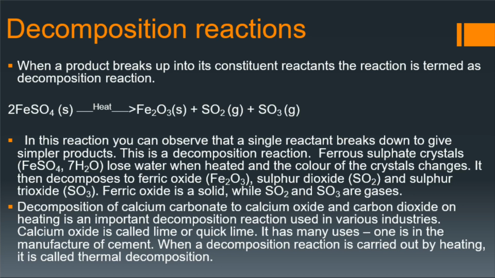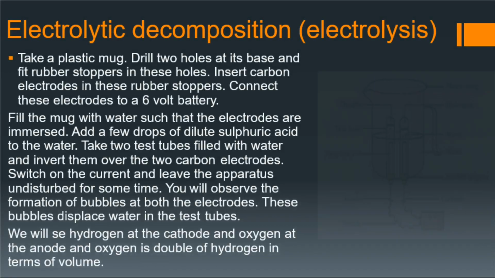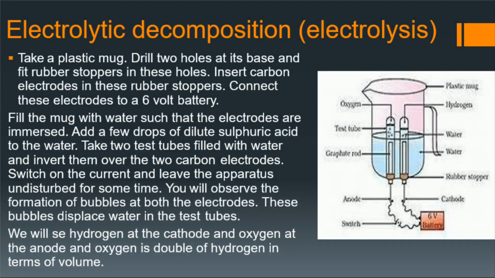Thermal decomposition is a type of decomposition reaction achieved by applying heat. Electrolytic decomposition, or electrolysis, is a method for breaking down compounds using electrical current. To demonstrate it, we can take a plastic mug and drill 2 holes at the base, then fit rubber stoppers in those holes and insert carbon electrodes to the stoppers.